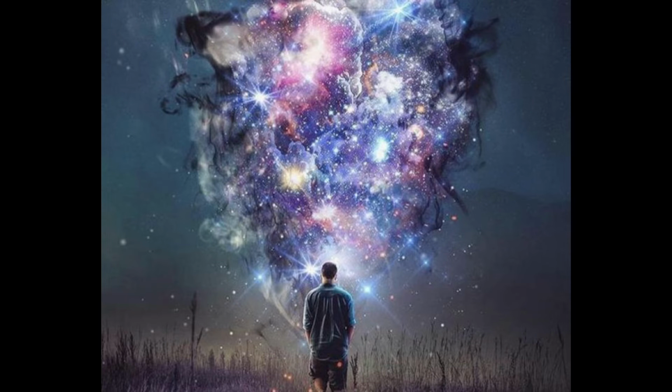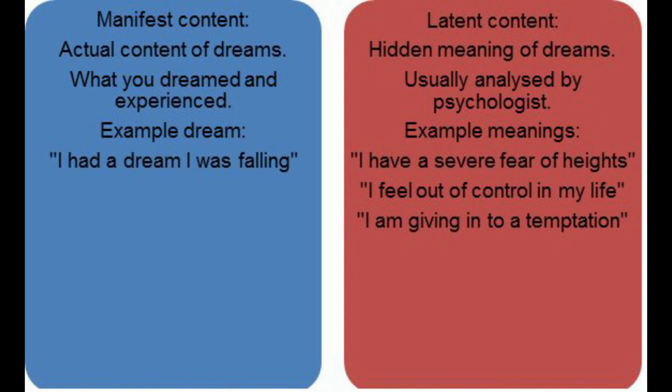Freud believed the content of dreams could be broken down into 2 different types. The manifest content of a dream included all of the actual content of the dream, the events, images, and thoughts contained within the dream. The manifest content is essentially what the dreamer remembers upon waking. The latent content, on the other hand, is all of the hidden and symbolic meanings within the dream.